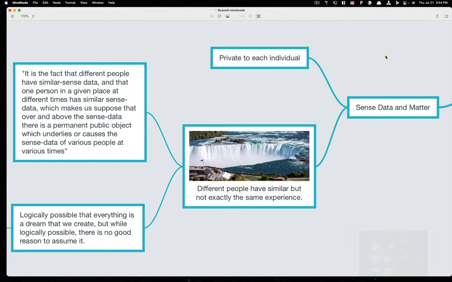Well, there's a number of ways we could account for that. But the most probable seems to be, well, there's an independent existing thing out there, right? There's Niagara Falls. There are these big falls with massive amounts of water. And that seems to account for the fact that even though we're having slightly different experiences, our experiences are similar but not identical, and we're still describing essentially the same thing.